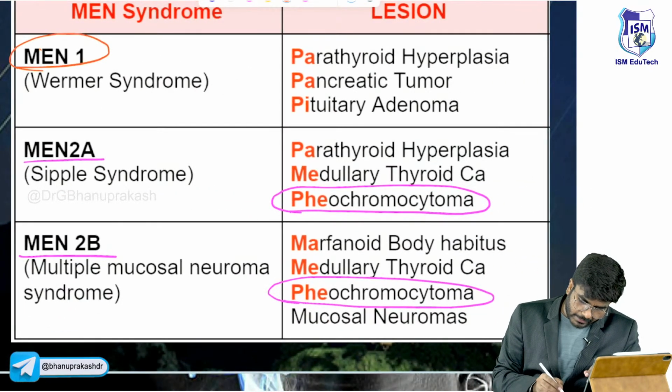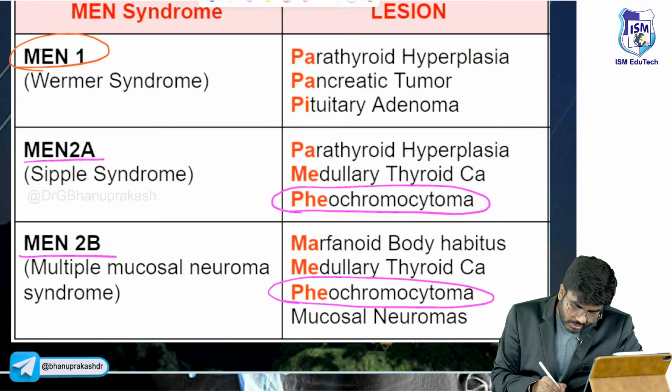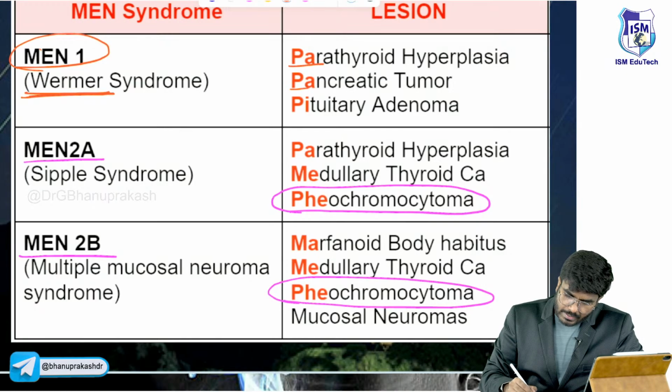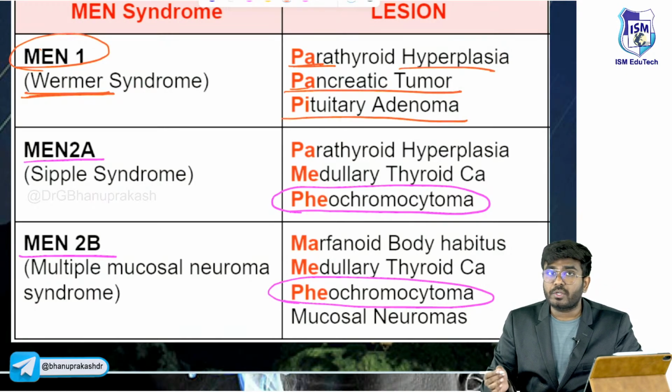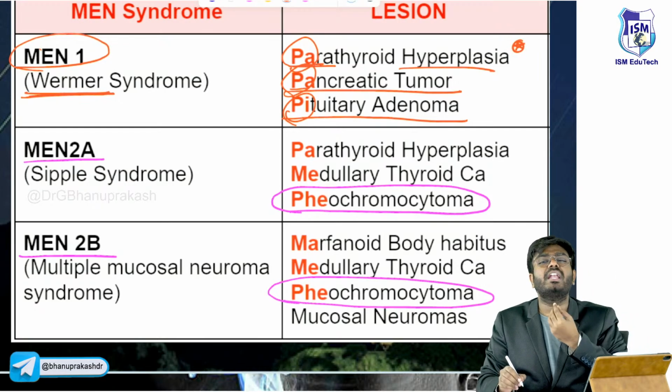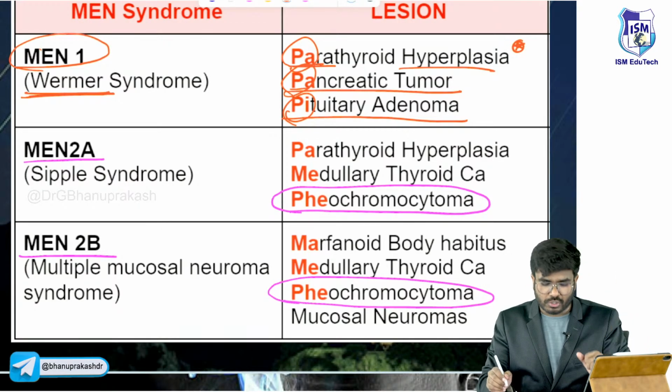Look, MEN1, which is also called Wermer syndrome, has 3P tumors: parathyroid, pancreatic, pituitary. Mainly it's parathyroid hyperplasia. I have explained that there also. Parathyroid hyperplasia is most common, not a tumor.